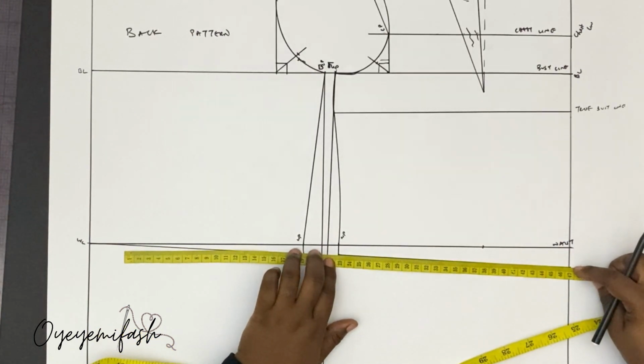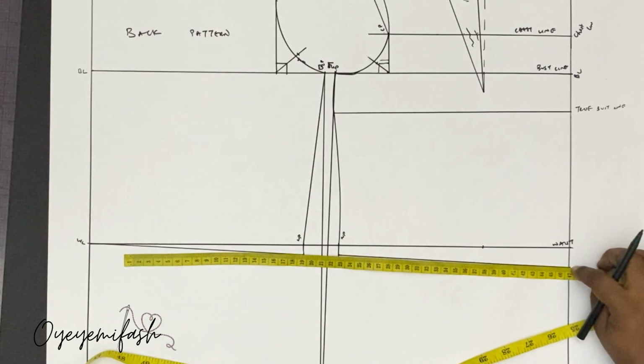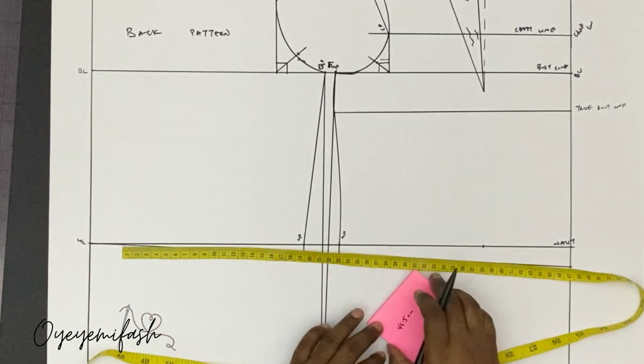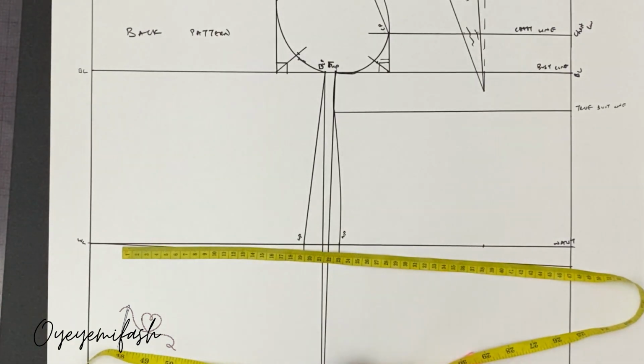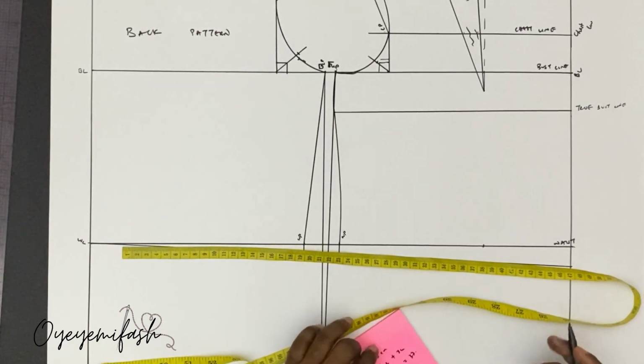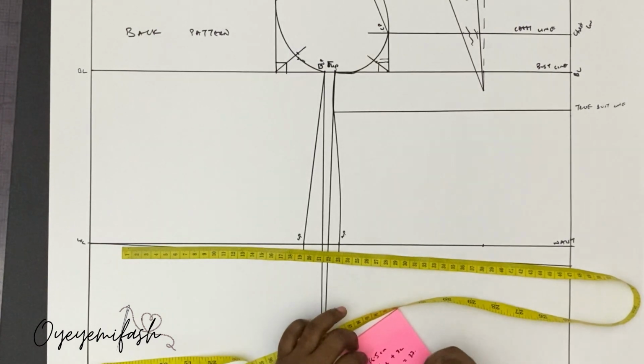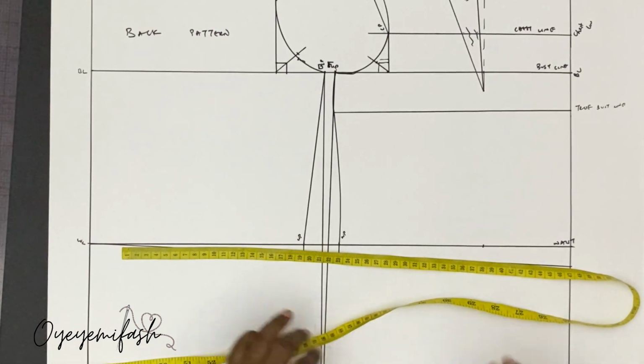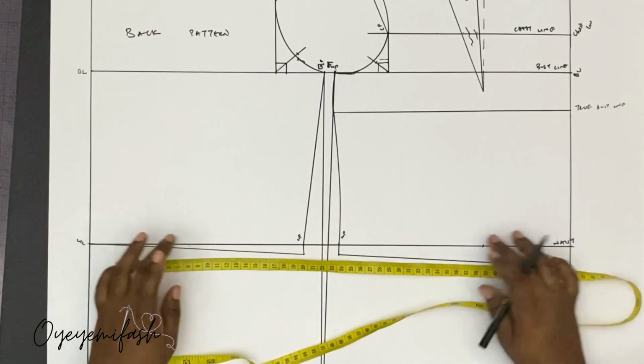So I have 46.5 centimeters here, and my desired waist is waist measurement divided by 2 plus 3 centimeters. This gives me 37 centimeters. So the difference here is 9.5 centimeters. So I have 9.5 centimeters excess on my waistline.